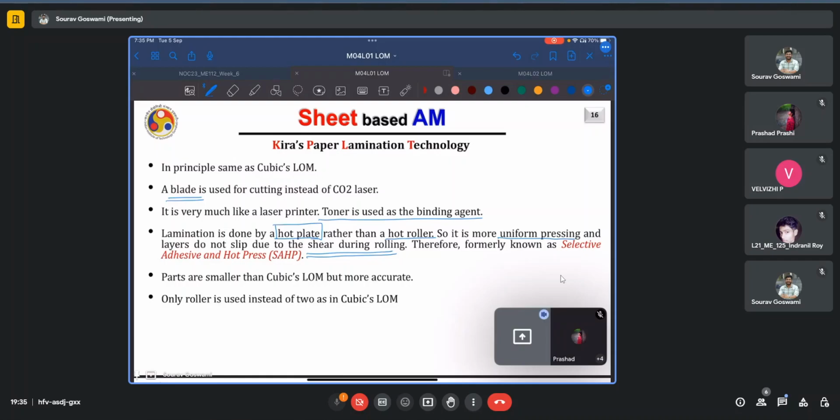The build volumes may be smaller than Cubic Loom, but again they are more accurate. And here only one roller is used instead of two as in Cubic Loom, because in this case the indexing process is inherent to the Kira machine. There is no parting cut to be made, and there is no take up roller as well. So only the material supply roller is used.